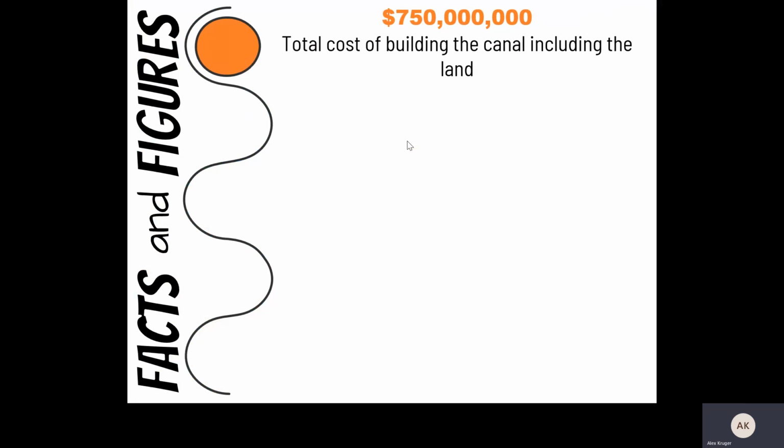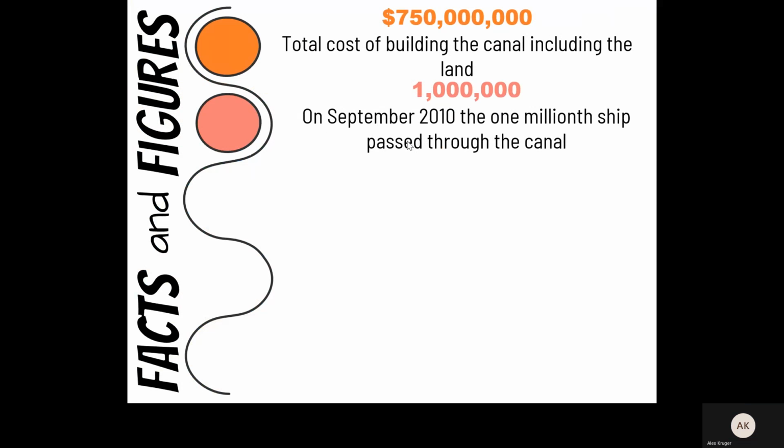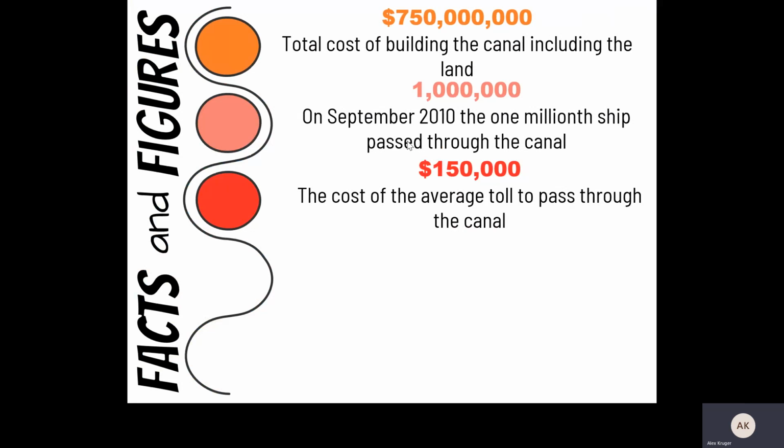So this is going to be in your notes. Facts and figures. This is the Panama Canal. It cost $750 million to build the canal and buy the land around it. On September 2010, the 1 millionth ship passed through the canal. So 1 million ships had gone through the canal in less than 100 years. It's a lot of ships. And the cost of the average toll to pass through the canal is $150,000. So if you're going to move a big ship through the Panama Canal system, it costs you $150,000.